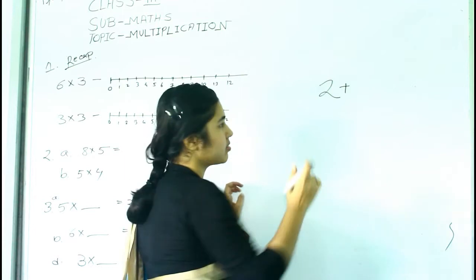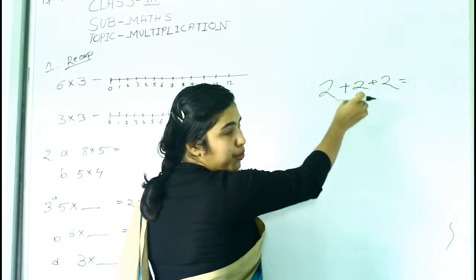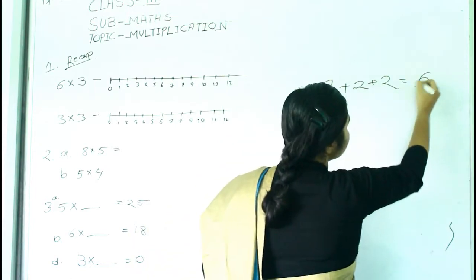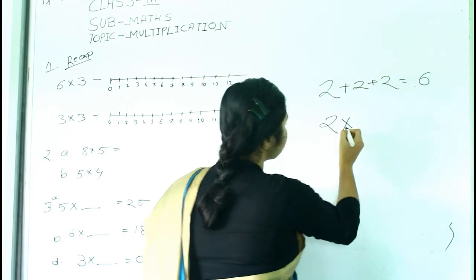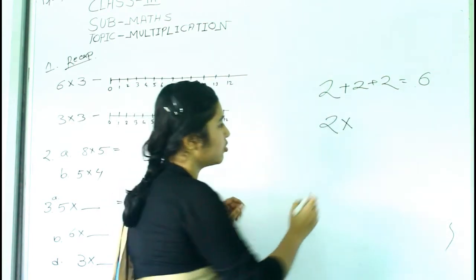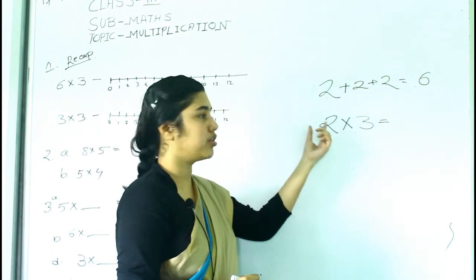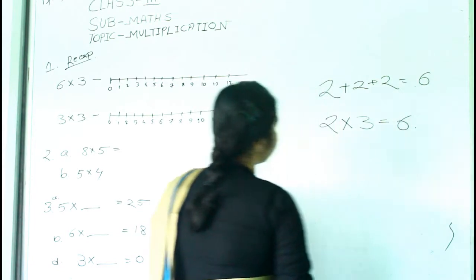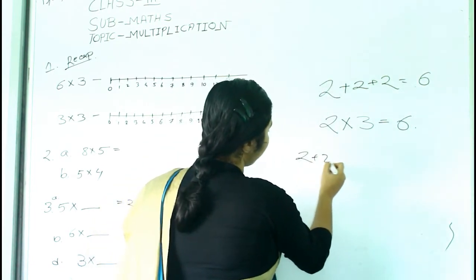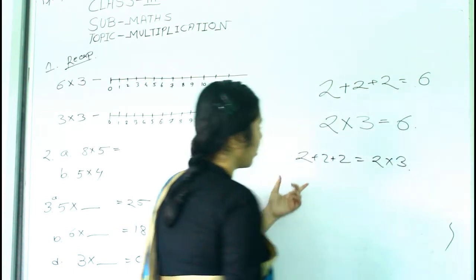3 times, we will get 2 plus 2 is 4, plus 2 is 6. Now it is same as if we multiply 2 with 3. From the table of 2 we know that 2 into 3 equals 6, which means 2 plus 2 plus 2 is equal to 2 into 3.